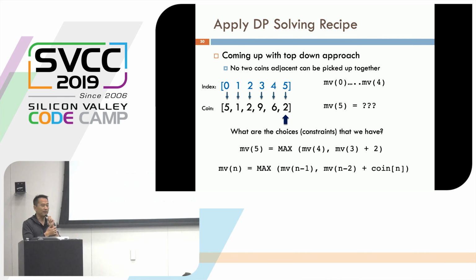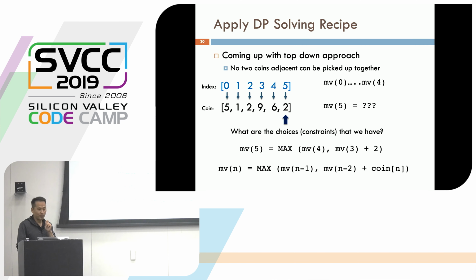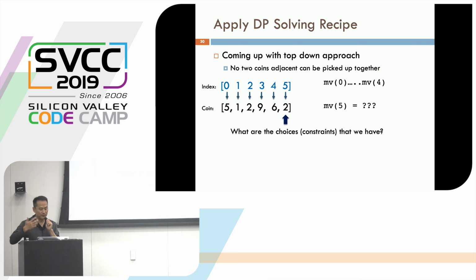So the next step is now you have to think about the base case, because the recursion is going to end somewhere. So your base case is when you get to 0, and the value is just the value of the coin at the 0 index. So you see what I just went through in terms of how I come up with a solution? I'm assuming I have a solution from MV of 0 to 4. I don't know how. If I have those, how do I solve MV of 5? And the way I solve that is by asking what are the choices that I have at that step.